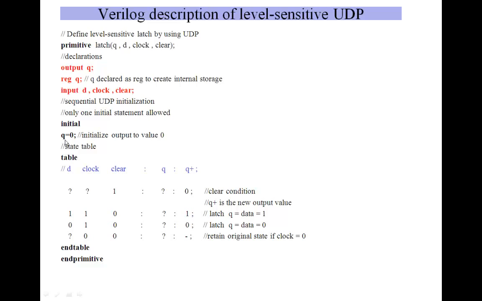Initial Q is assigned with 0. Now state table. Within table and end table will be the behavior description, the hardware description. So this line is commented. This is for our reference. Without this line also one can describe this behavior, if one is able to ensure in his mind that these entries are for a particular input and these entries are for a particular input, not to mix up.